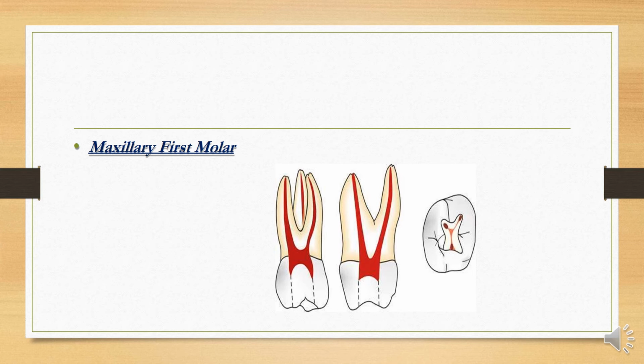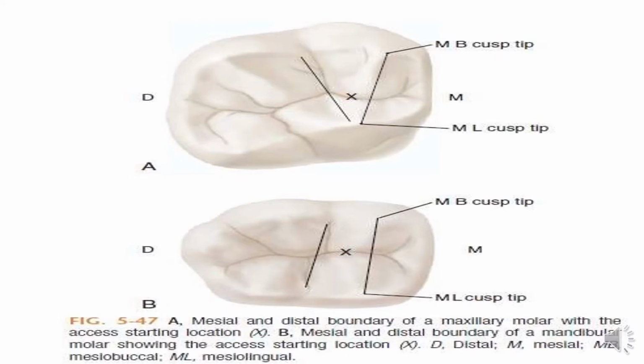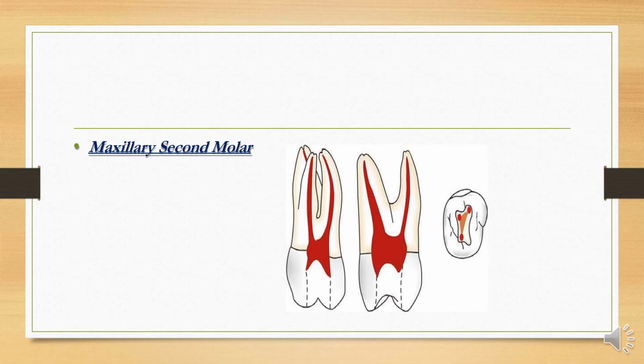And the access cavity preparation will be rectangular in shape. So this is the position of the canals, that is beneath the mesiobuccal, the mesiolingual, and this is the palatal canal, and then we have the distobuccal root canal. Maxillary second molar: the maxillary second molar will have three root canals with three roots.